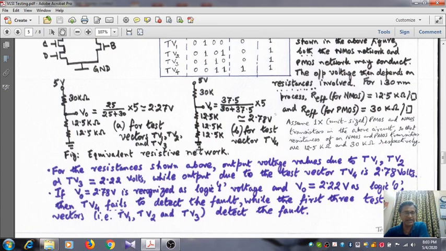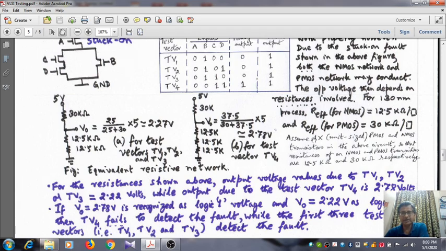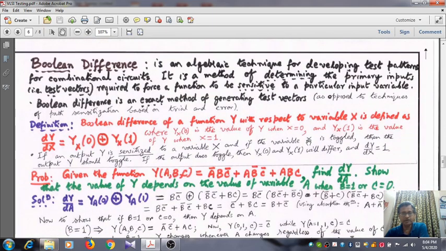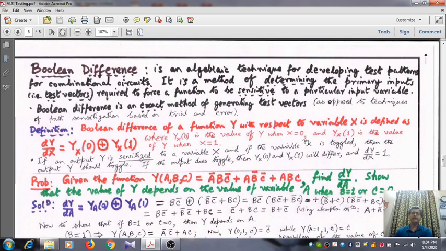Okay, then our inference is that TV4 fails to detect the fault, whereas the first 3 test vectors, namely TV1, TV2 and TV3, are able to detect the fault. Clear? I believe it's okay. Next, so far we have restricted ourselves to ad hoc technology.